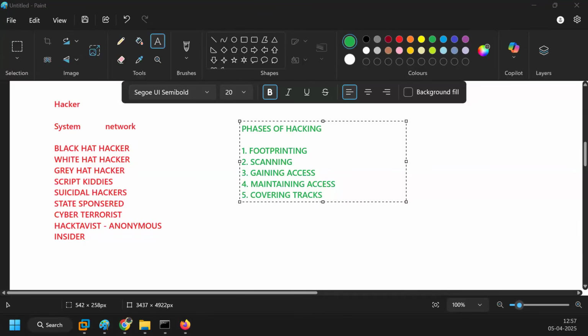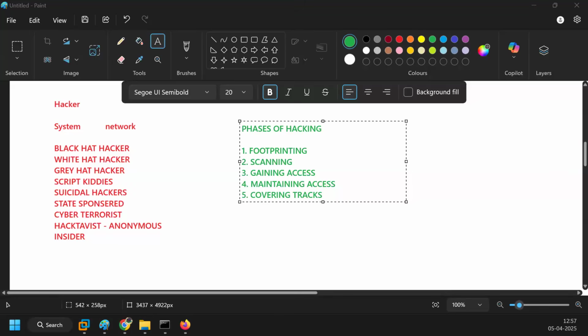It is of two types. We have the active and the passive. We will be discussing it in depth when we move into our second module, as well as practically how we perform this footprinting and how we gather the information about the victim, right?